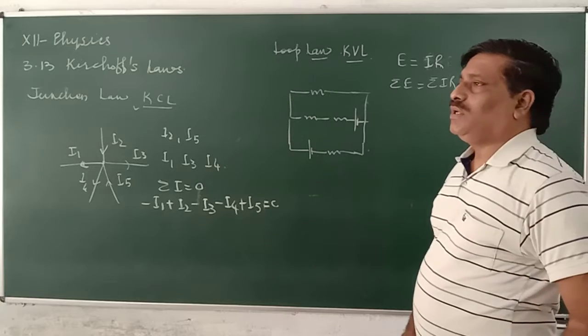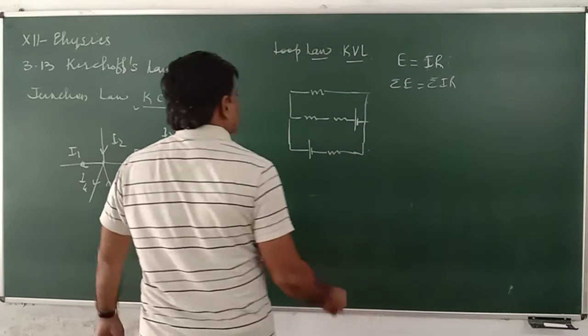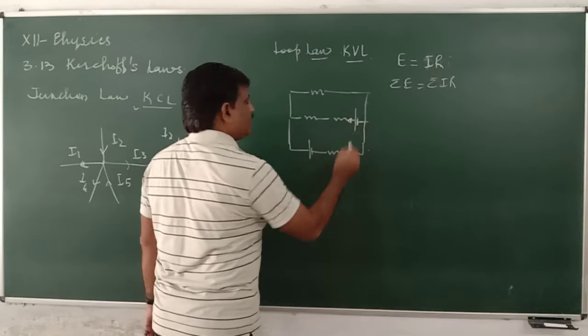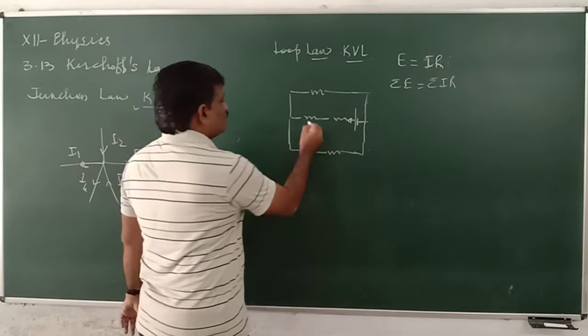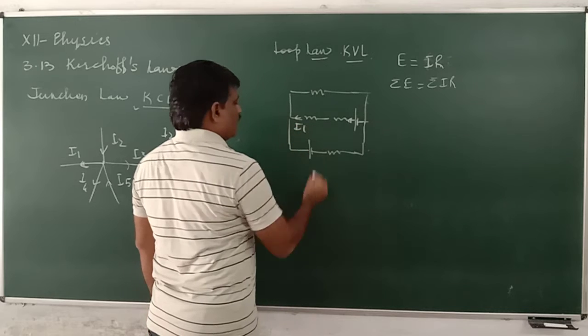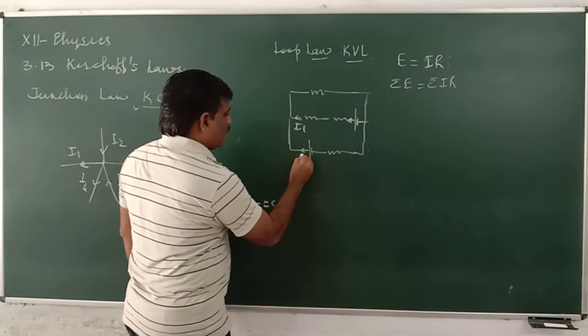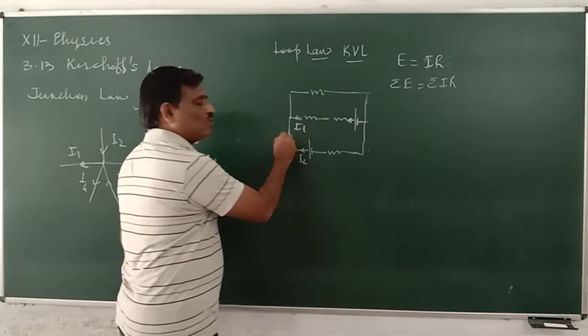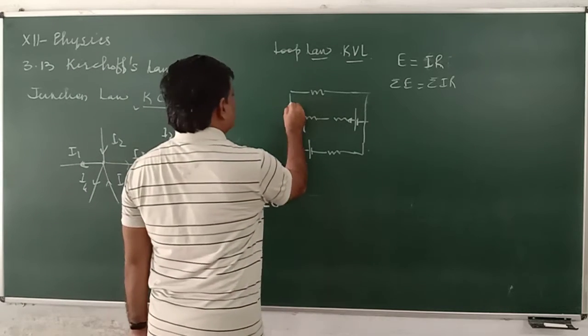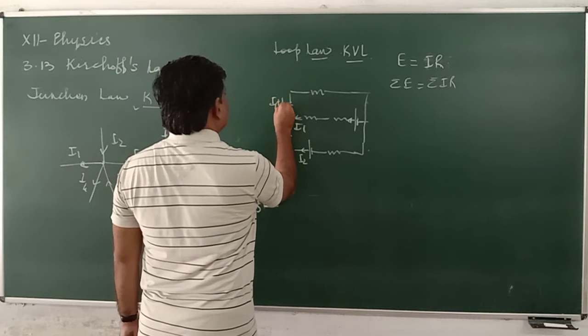In that also, we always consider that current is sent from the positive terminal. So it is sending current here, this is I1. This is again sending I2. It comes here, where I1 and I2 are both entering. So it becomes I1 plus I2.